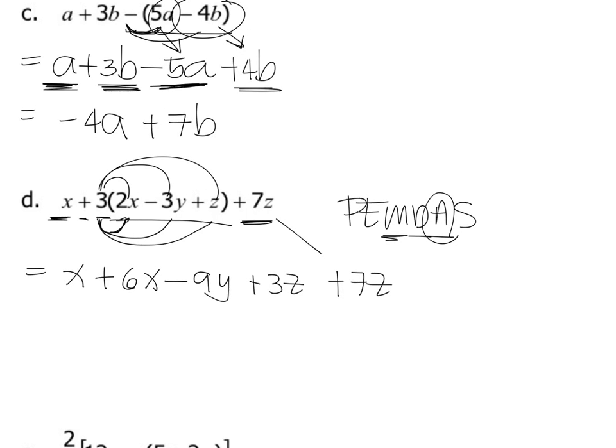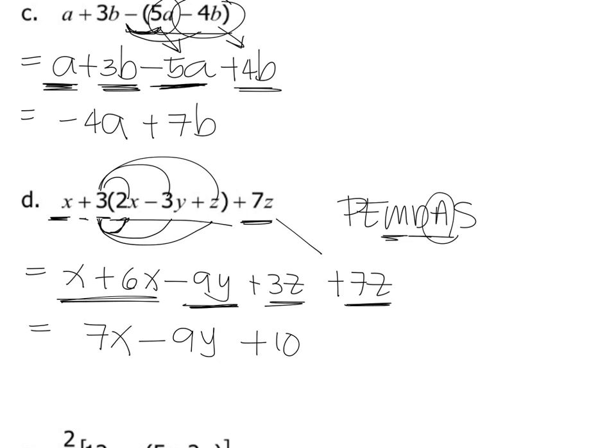And then similarly, you look for like terms. So x plus 6x, that's 1x plus 6x is 7x. And then we only have 9y, so minus 9y. But 3z and 7z will be 10z. Okay, so that's the simplified version of the expression in letter D.